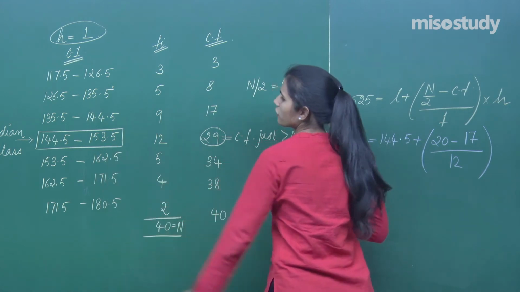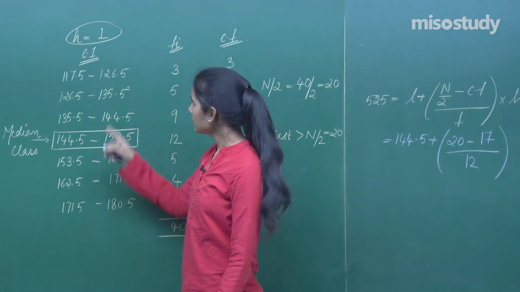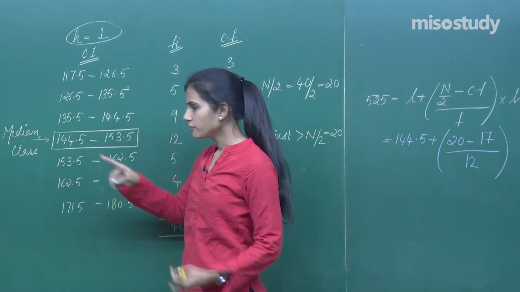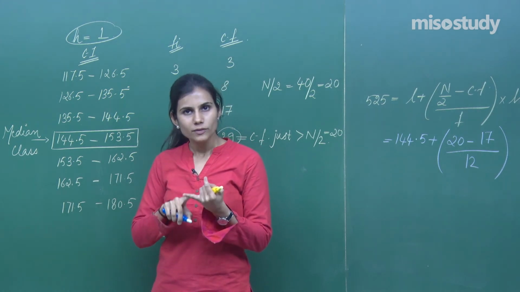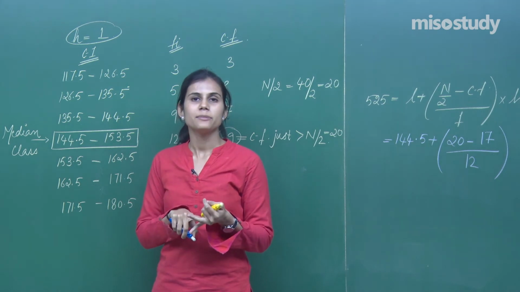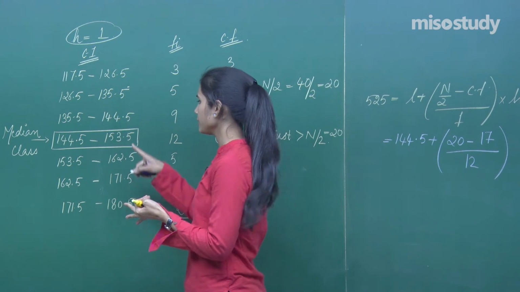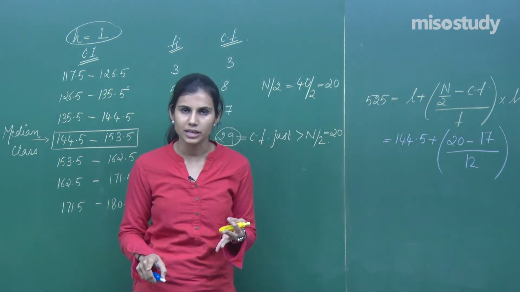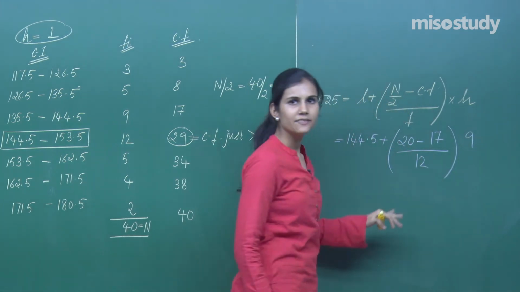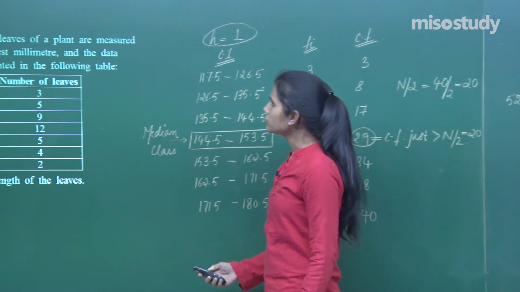H is the size of the median class, 144.5 to 153.5. Mind it, because now it has become exclusive, the upper limits are not involved. So 144.5, 145.5, 146.5, 147.5, 148.5, 149.5, 150.5, 151.5 and 152.5. That's it. You will not include 153.5. This is 9. So your class size is 9. Evaluate the answer, get the median. Okay? Let's move to the next question.